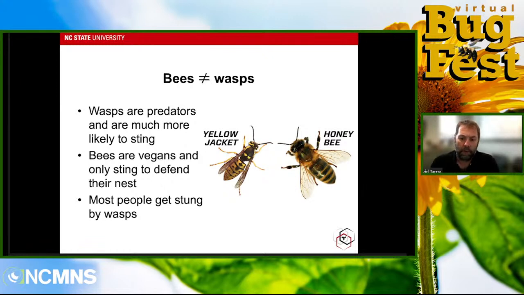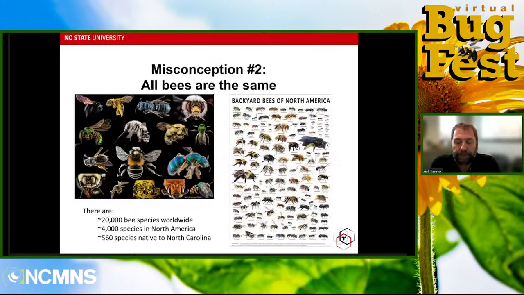And so when we conflate the two, anything that might fly and sting you as a bee, it's really giving bees a bad name. So let's make sure, wasps are important in their own right, but not everything that might sting you is a bee. So let's make sure that we're clear on that distinction.